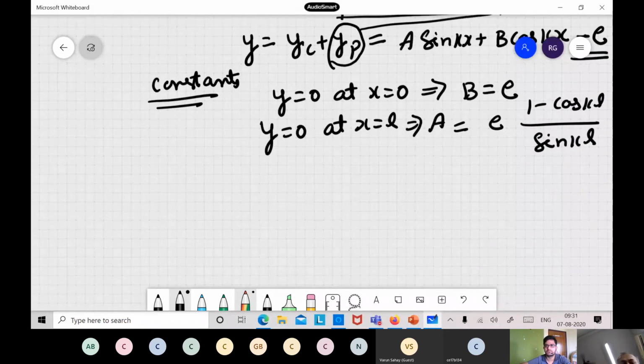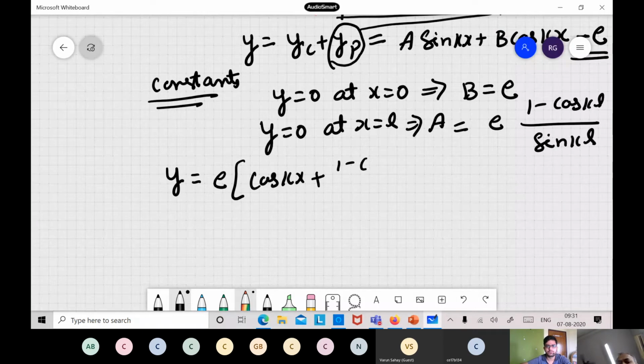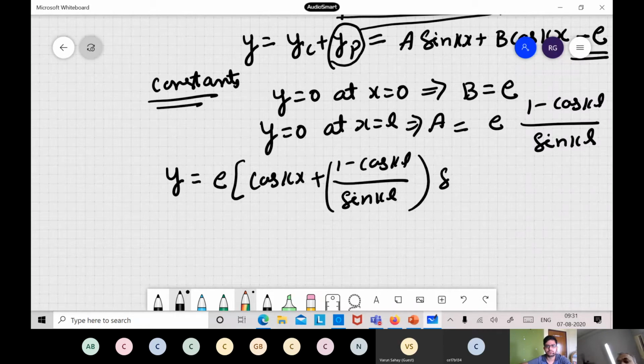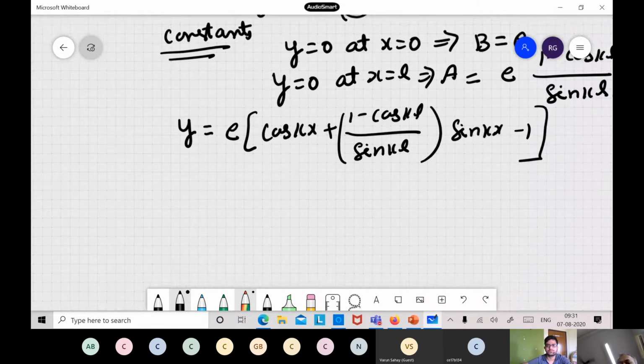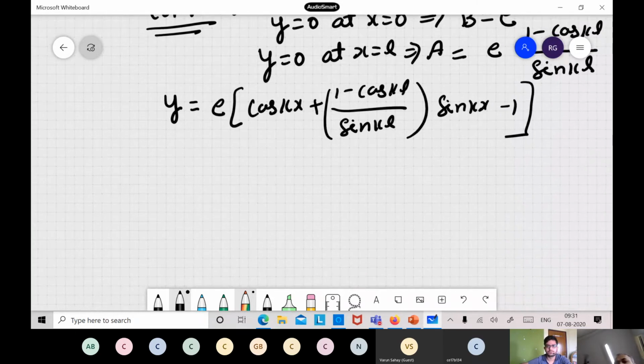So we can also write y is equal to e times [cos kx plus ((1 minus cos KL) by sine KL) into sine kx minus 1]. So this is the total deflection for a column subjected to a load which has some eccentricity.